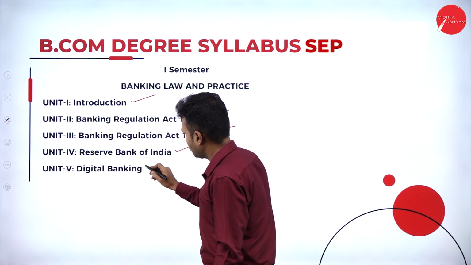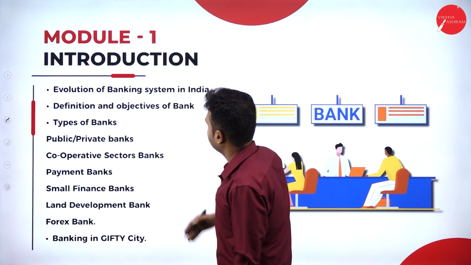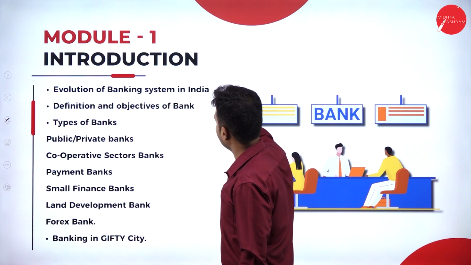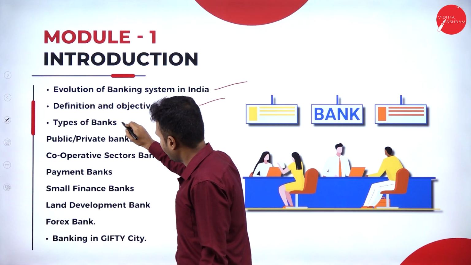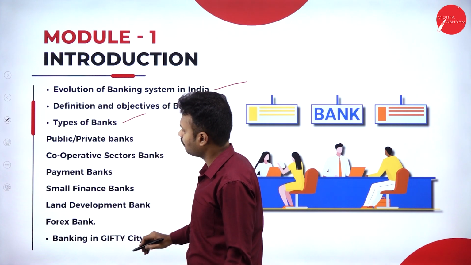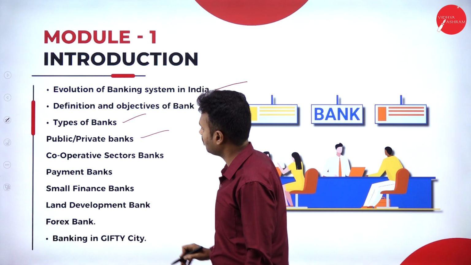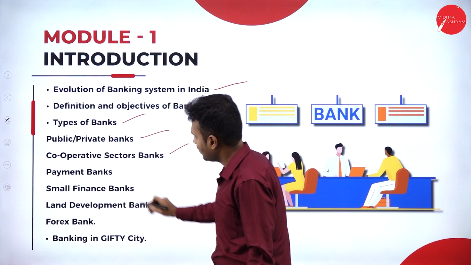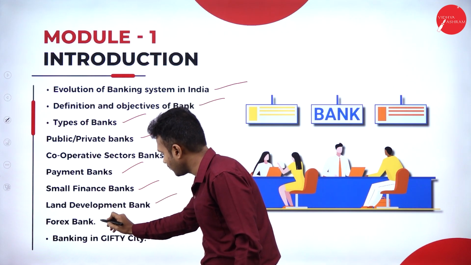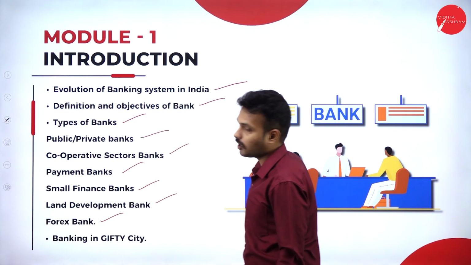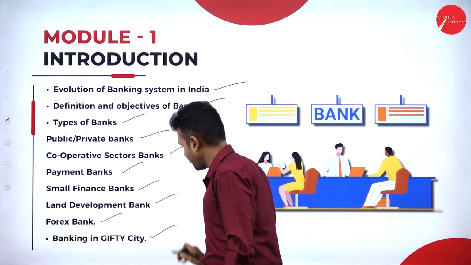Unit 5, Digital Banking. These are the contents of Unit 1: Evolution of the Banking System in India, Definition and Objectives of Banking, Types of Bank. Under the types of bank, there are various kinds of bank such as public and private sector banks, cooperative sector banks, payment banks, small finance banks, land development banks, and forex banks. And also we are going to study the concept of banking in GIFT City.